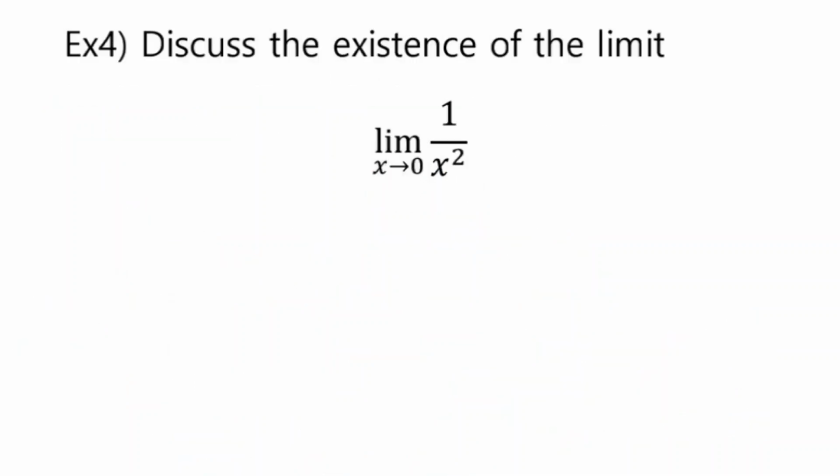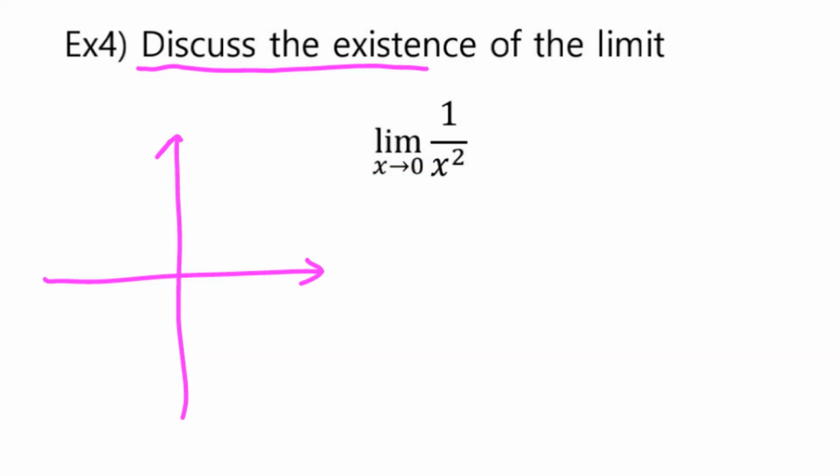Example number 4 says, discuss the existence of the limit. I have the limit as x approaches 0 of 1 over x squared. So let's have the x-axis and the y-axis. Let's graph this first, okay? But before that, what is the parent function? I would believe that is y equals 1 over x. So that is a rational function that looks like this. Let me change the color now.